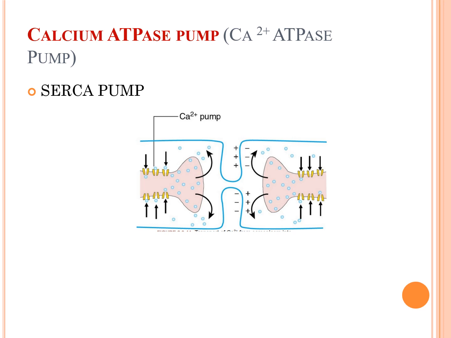We will revise the sodium potassium ATPase pump in the summary. So I'll come to the next pump, that is the calcium ATPase pump. This is also a type of primary active transport mechanism. Here you can see the structure which you will study when you study excitation contraction coupling or the muscle contraction, skeletal muscle contraction.